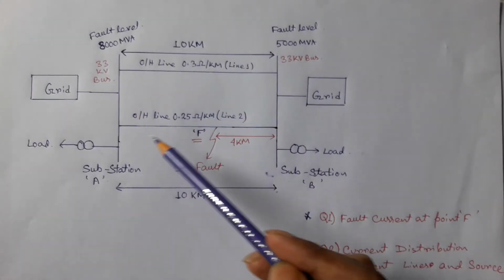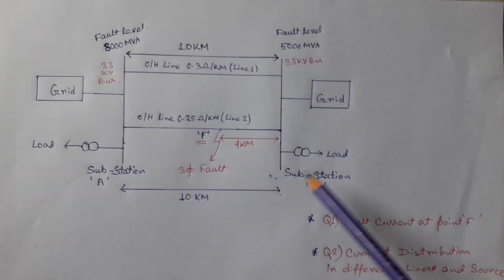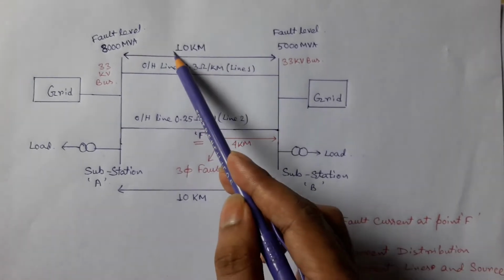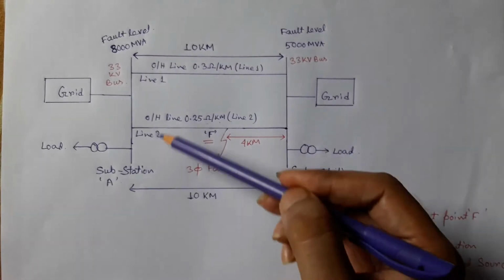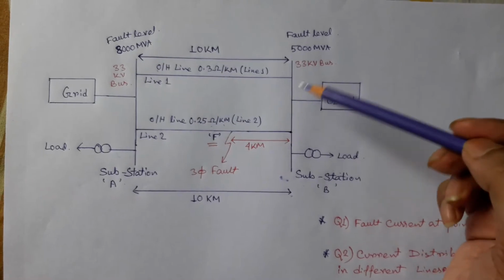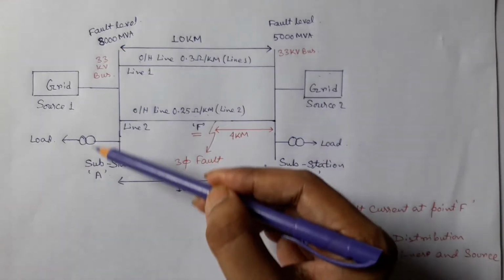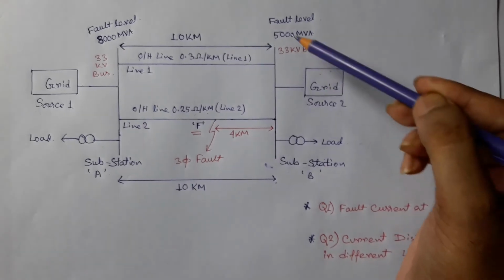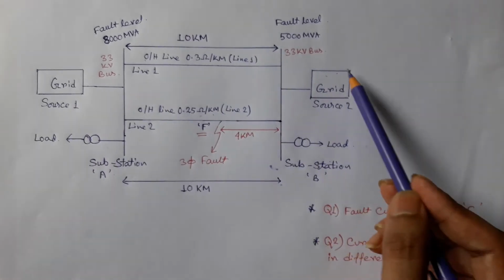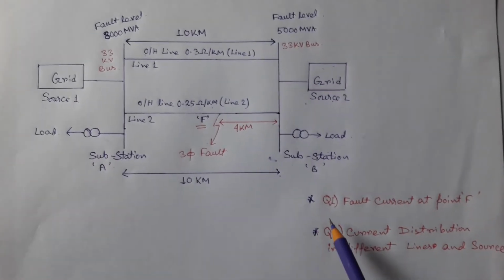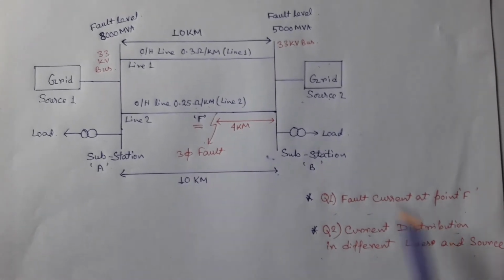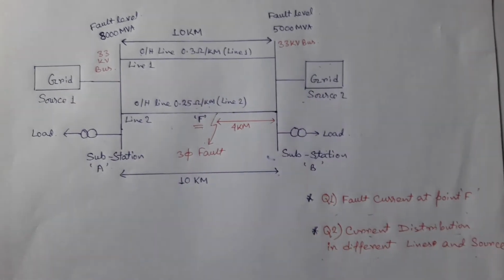This 33 kV network consists of two substations, substation A and substation B. They are connected by two parallel transmission lines which are 10 km long. Fault level of substation A is 8000 MVA, whereas fault level of substation B is 5000 MVA. Both substation A and substation B are connected with grid, and we will call this source 1 and this grid source 2. We will calculate fault current at point F and current distribution in different lines and source of this 33 kV network.